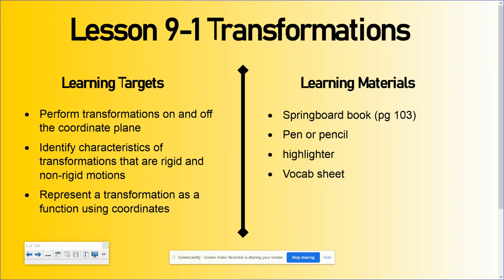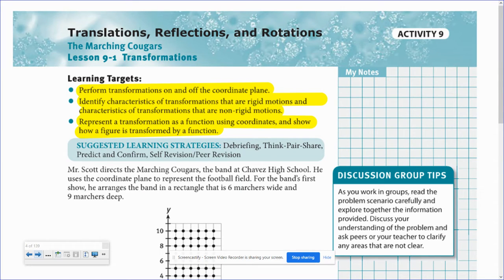So open up your book to page 103. We got some vocab coming, so you might want a highlighter in your vocab sheet. But let's go ahead and get started.